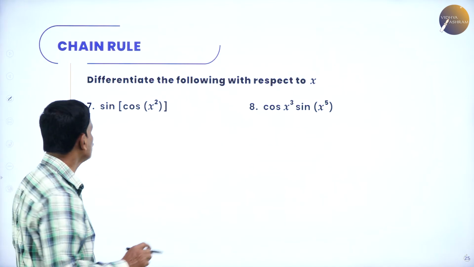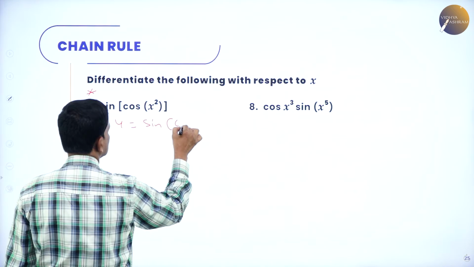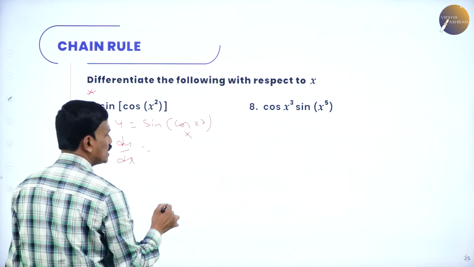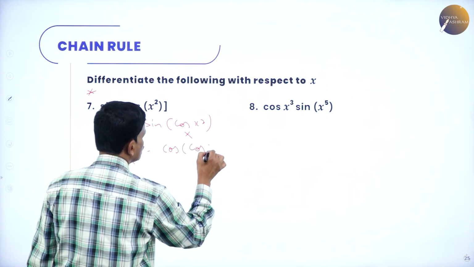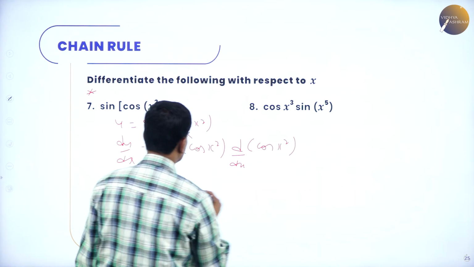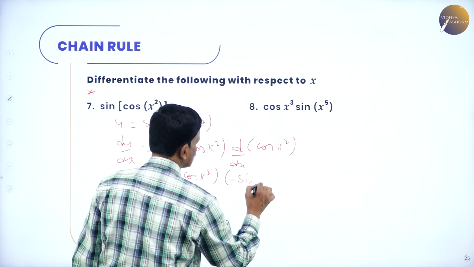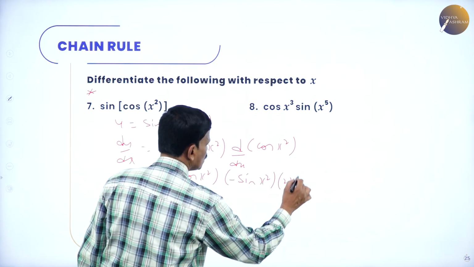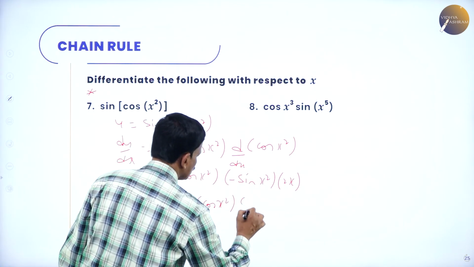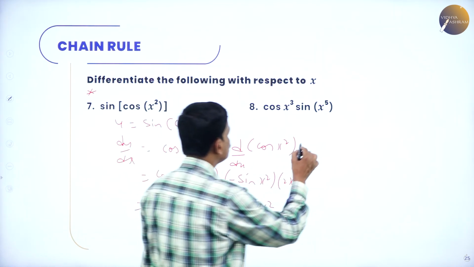Now let us come to the next problem. This is very important. You may expect it for 2 marks. y is equal to sine of cos x square. Differentiate this. dy/dx is equal to, let us assume this as sin x. Differentiation of sin x is cos, instead of x it is cos x square, into d/dx of the inside function cos x square. This is cos of cos x square into differentiation of cos, which is minus sin x square, into differentiation of x square, which is 2x. So the answer is minus 2x into cos of cos x square into sin of x square. That's it.